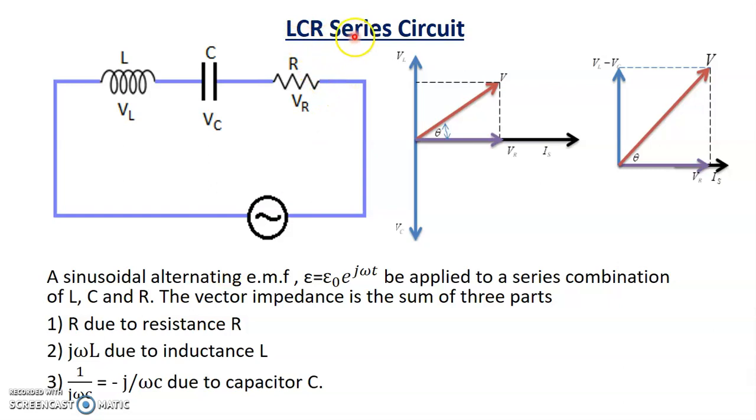LCR series circuit. Let us consider an inductance L, capacitance C and resistance R connected from one end to the another end in a series combination to an external AC voltage, which is given by e is equal to E naught e power j omega t.